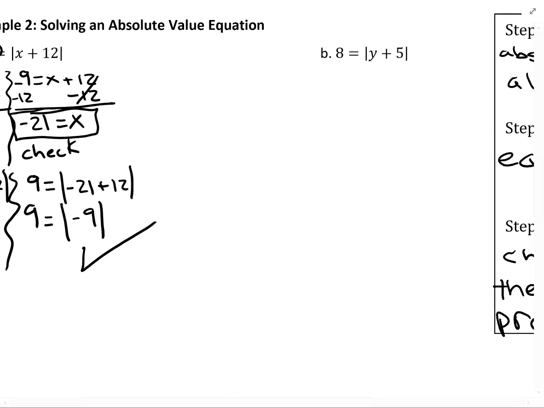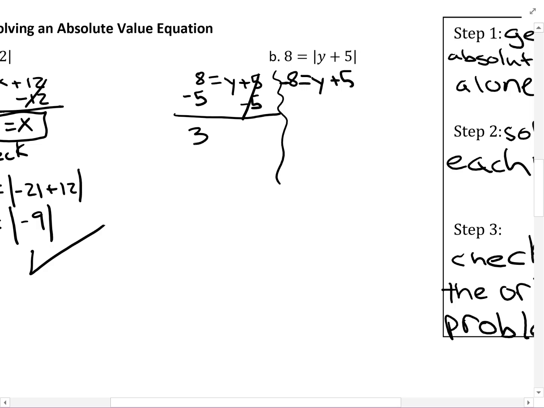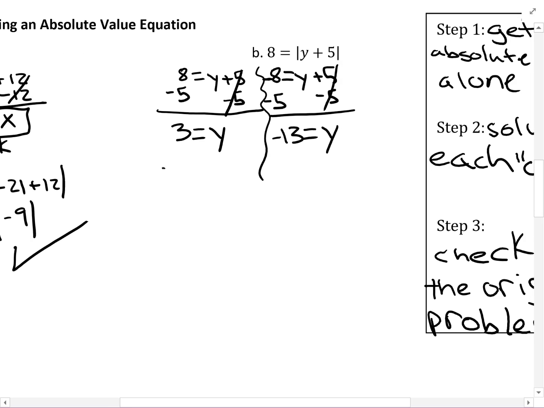So we will have 8 equals y plus 5, and 8 equals y plus 5, but we make the 8 opposite. We subtract 5 on both sides to solve. So we have 3 equals y, and negative 13 equals y. We finished solving the cases, so now we check.